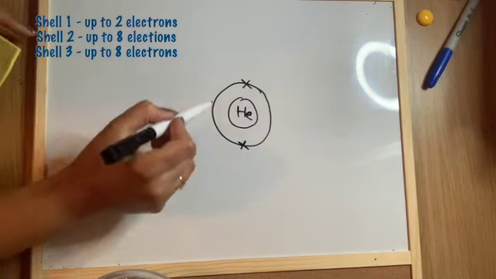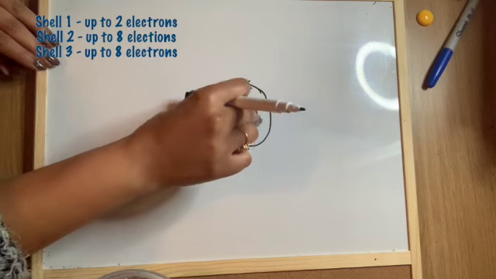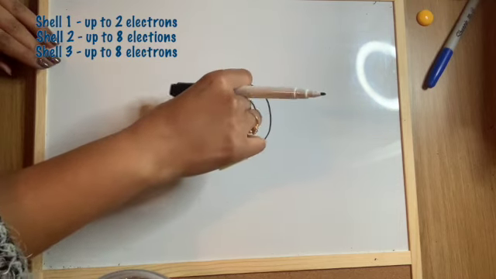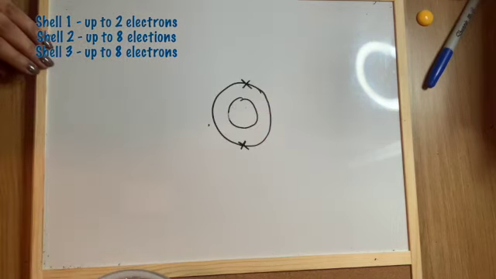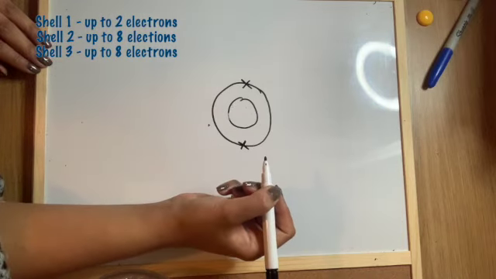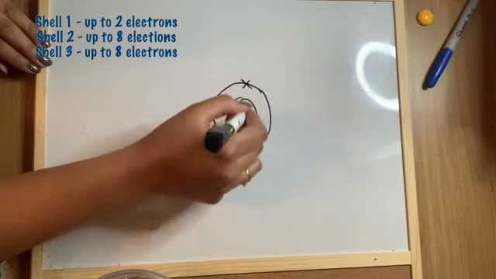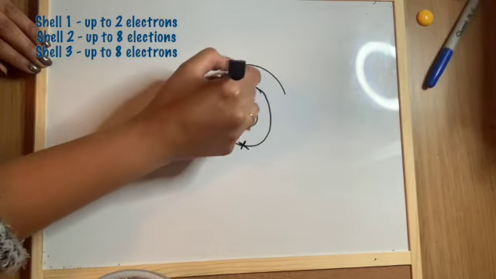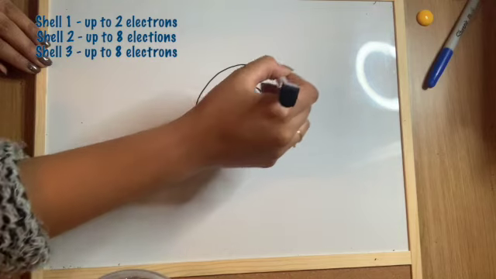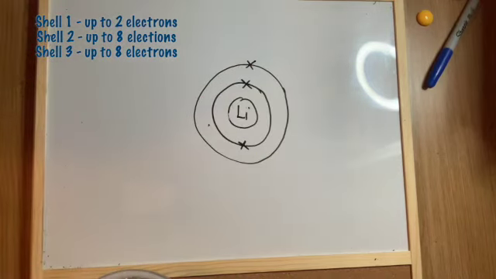Now if we look at this, the first shell is full and helium is in the end column, in the end group, group 0 of the periodic table. Then the next one is lithium. Lithium has 3 electrons, 2 electrons, that one's full. So lithium, 1, 2, and then the third one goes onto the next electron shell.